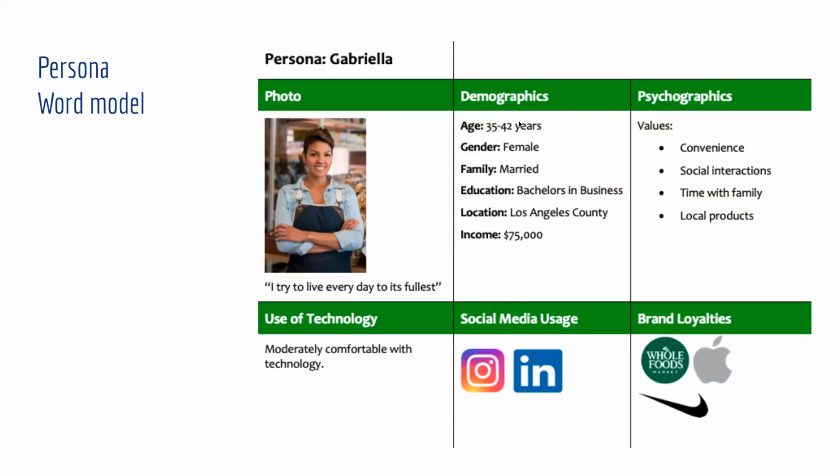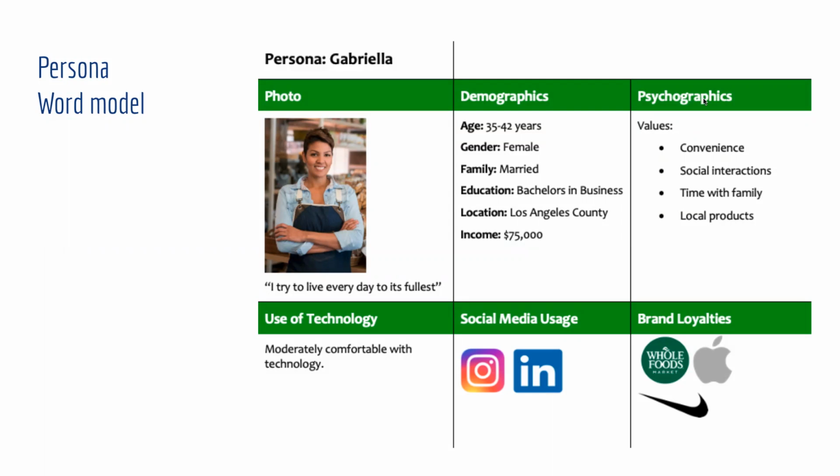We put her age range in: female, married, bachelor's degree, LA County, and this is what she is. But who she is is psychographics. Psychographics represent what is important to her, what value she has. So she values convenience. She values social interactions. She likes to be around people. She values, along with convenience, time with family, and she likes to buy local. So these are things that are valuable to her.